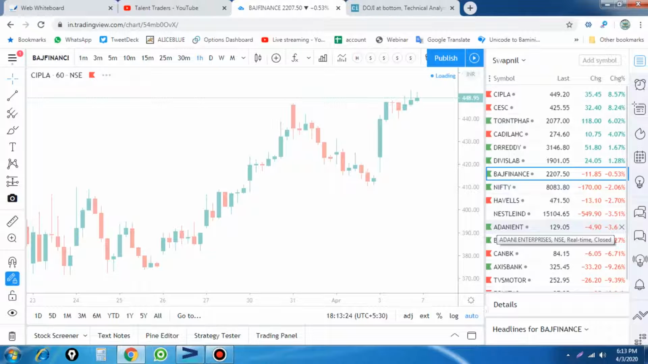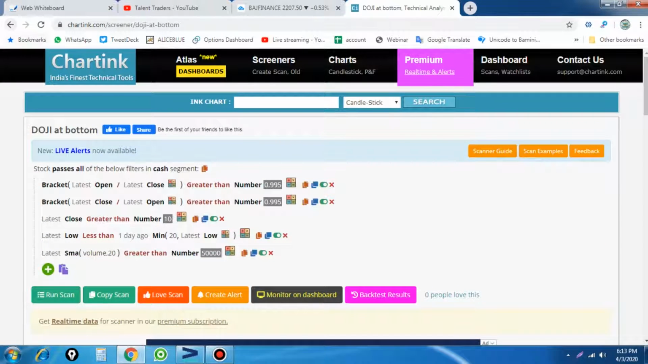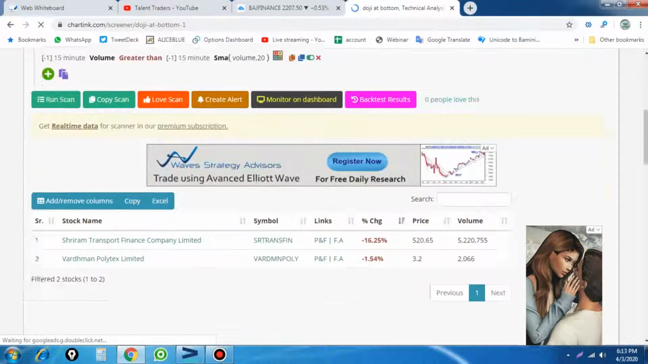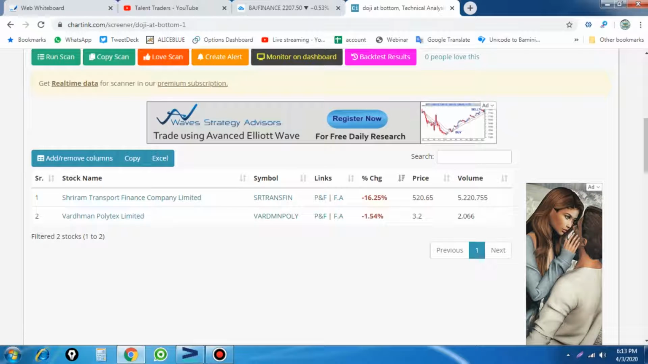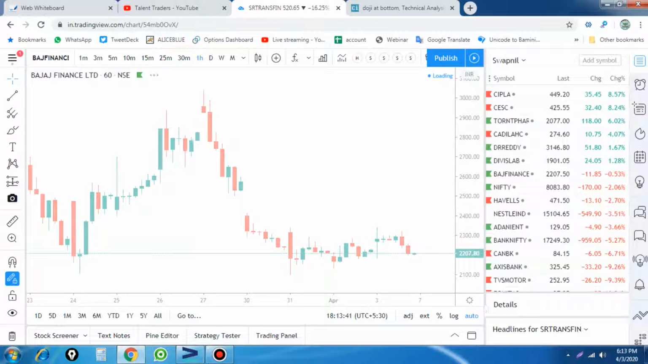So let's check any other doji bottom, or we can scan for a doji at the bottom. Any other stock which forms a doji at the bottom after a downward trend. Serum Transport, and Serum Transport is another one. So we have to quote what things you want.